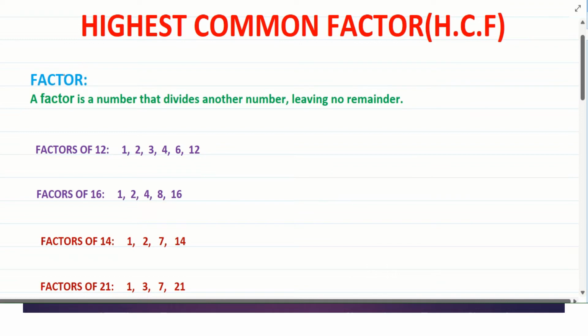So what is a factor? A factor is a number that divides another number leaving no remainder. Let me make it clear through an example. Suppose we have a number 12.